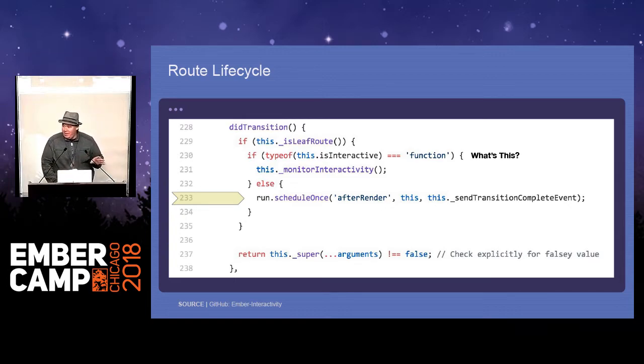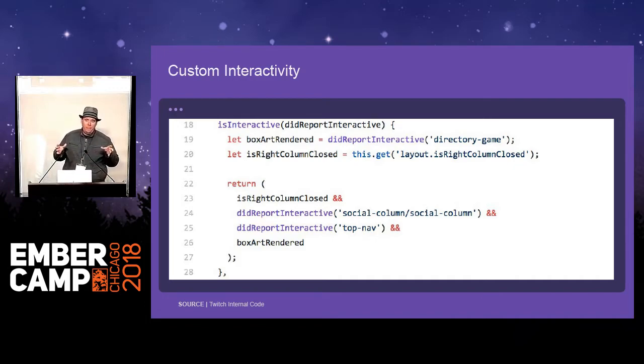Now, obviously, in most Ember apps, you're not going to have that many routes that are just doing static HTML because that's probably not why you chose Ember to build your app. So we have this other part of this conditional here where we're looking for this isInteractive method. And that's how we handle the more complex use cases. So if you have a need to define custom interactivity conditions, this is how you would do it. You have this method, isInteractive, and we pass in a parameter called didReportInteractive, where you can pass it the name of any component, and that name is formatted the same way you would reference it in a template.